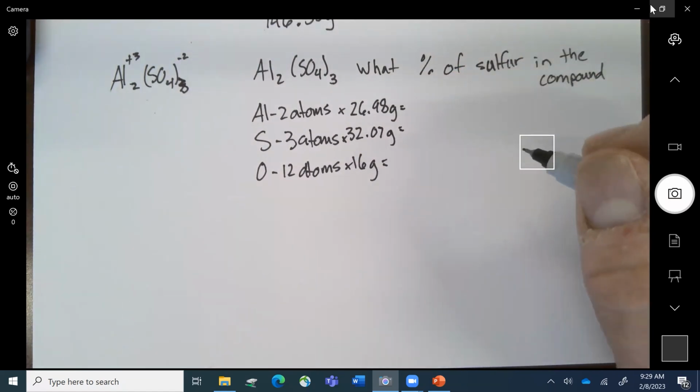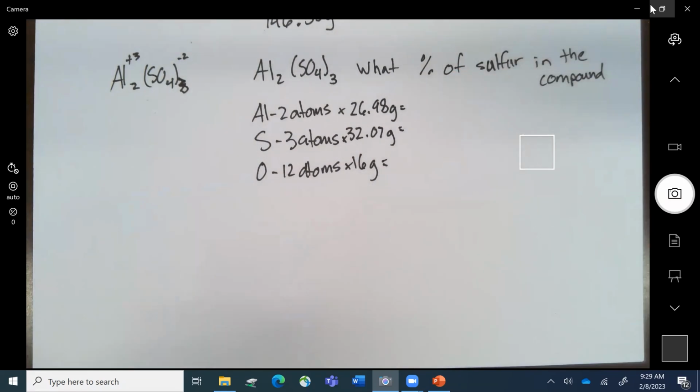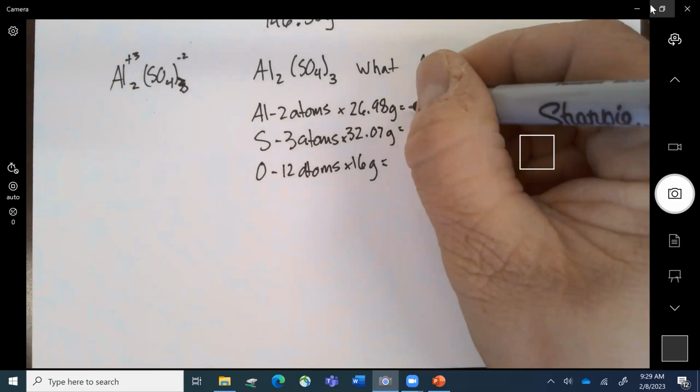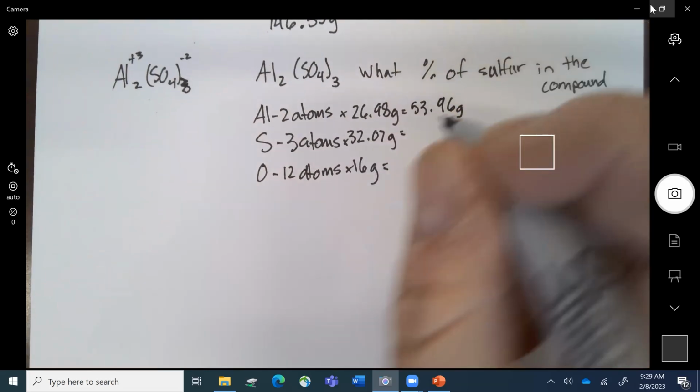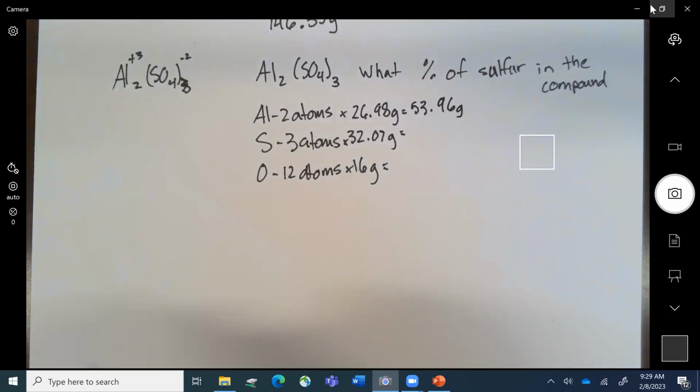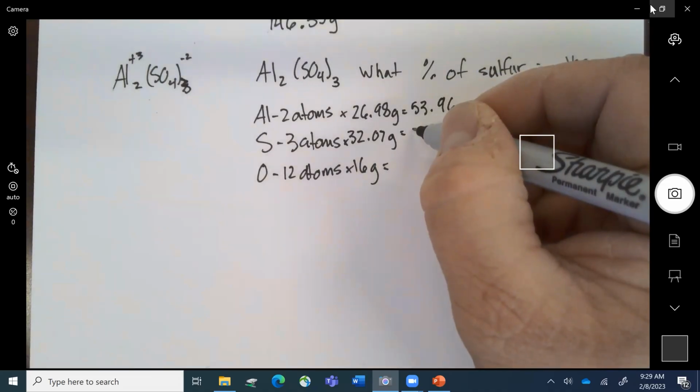This is non-hydrated aluminum sulfate, just FYI, because the aluminum sulfate I use in treatment is 598 grams or something like that. 594, I think. Excuse me. This is going to be 53.96 grams. 90.